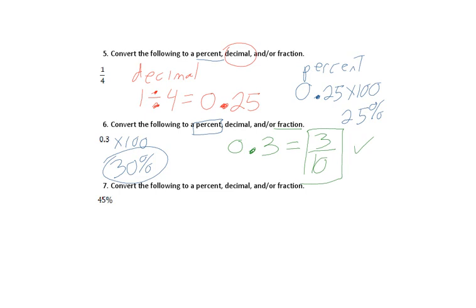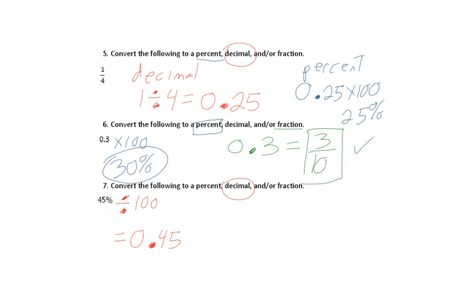Okay, question 7. 45% is a percent, and we want to change to a decimal and a fraction. Let's do decimal first. You remember earlier, to change decimal to percent, we multiplied by 100? Well, if you want to go percent to decimal, this time divide by 100, which is going to give you 0.45.